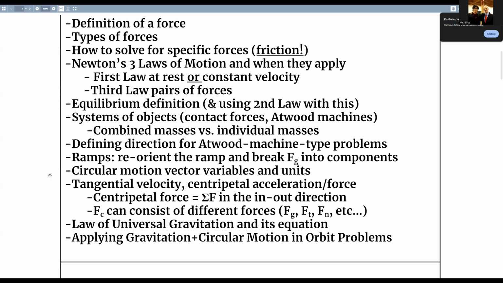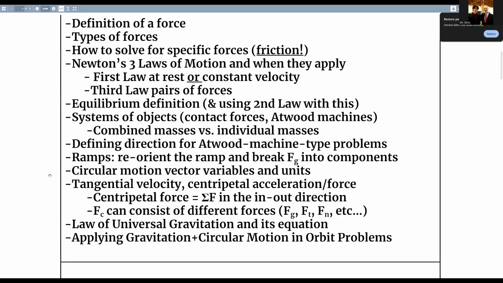Types of forces, we have 7: gravity, friction, drag, applied, normal, tension, and friction. And you should know those 7 and be familiar enough with them that you can recognize, hey, in this problem I have some tension, and here's a force of gravity, and this is a normal force.